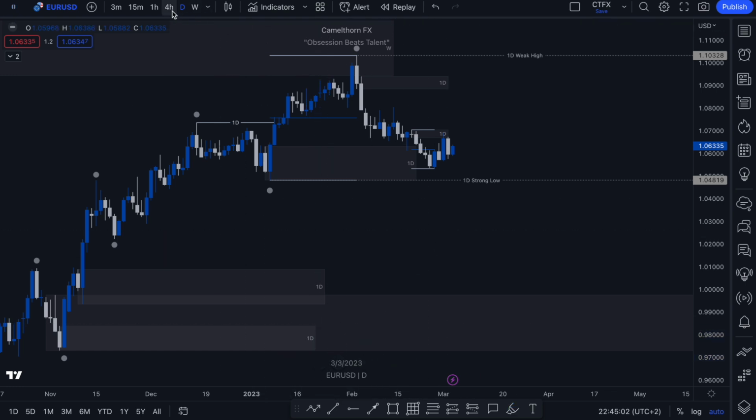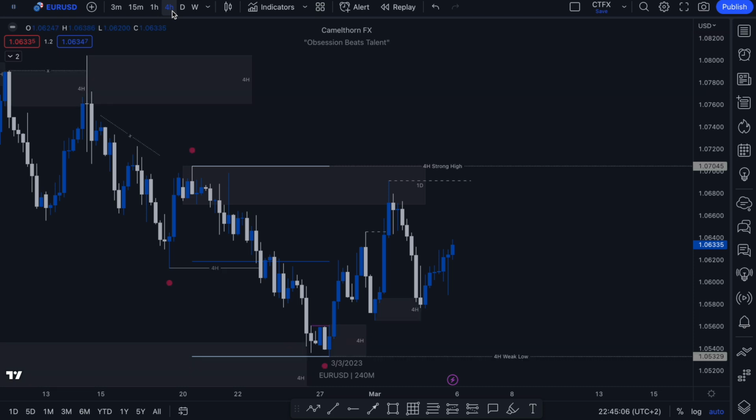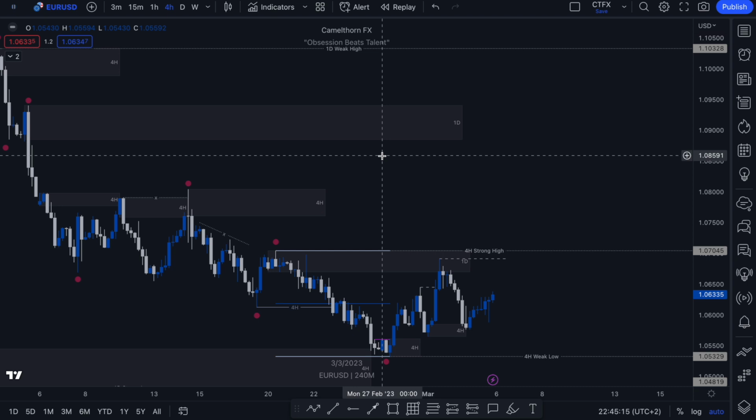All right, and then purely from a 4-hour point of view, we use the 4-hour to help confirm whether or not we have that bullish continuation on the daily chart, or whether we have that bearish continuation on the weekly chart.